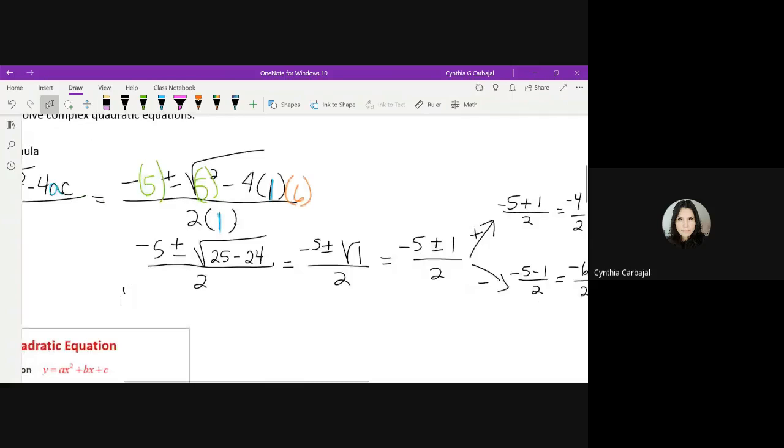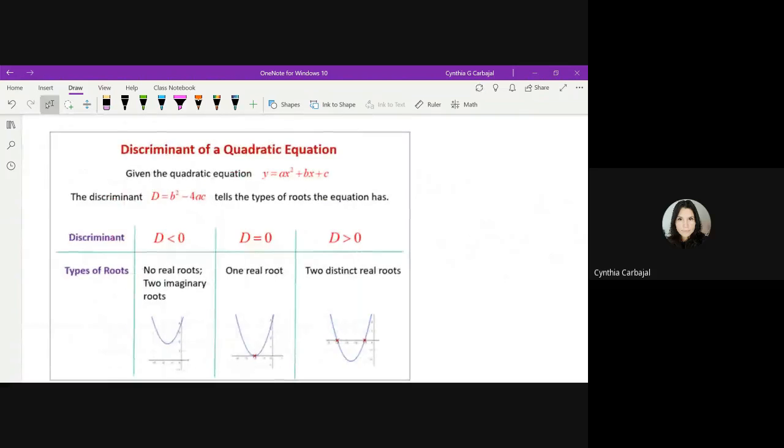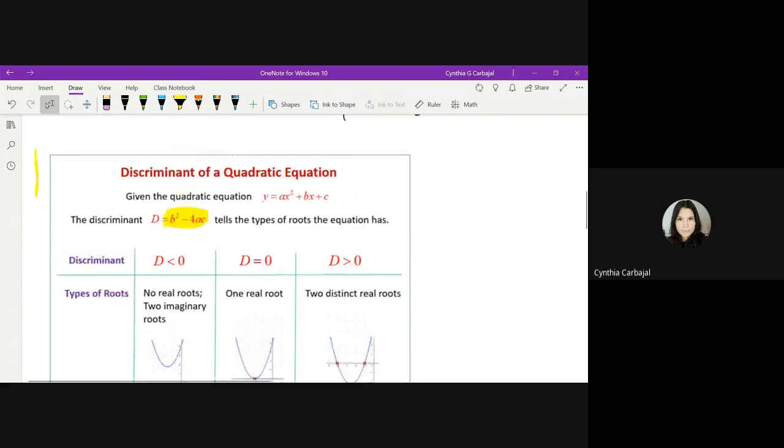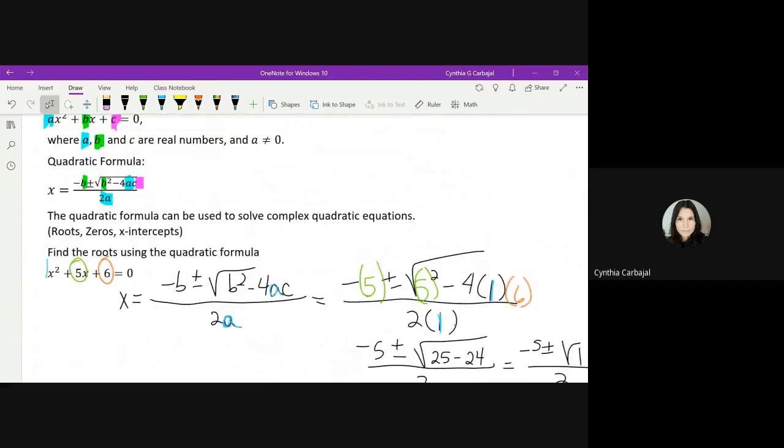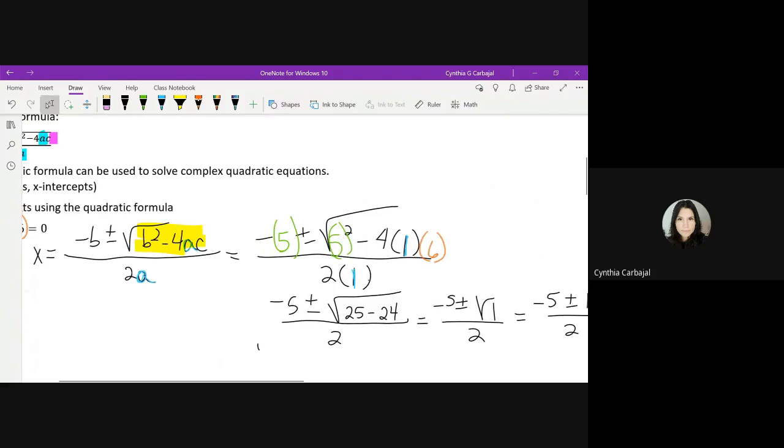The discriminant. It says, given the quadratic equation, y equals ax squared plus bx plus c, which is our standard form for a quadratic function, the discriminant d equals b squared minus 4ac. Tells the type of root the equation has. Now, this is actually not a new equation. I know it looks like, okay, where the heck are they coming up with that? This comes from the quadratic formula right here. It's what's under the square root in the quadratic formula, which we already know. If we were going to use this problem, when we do all the math under here, we get a 1.